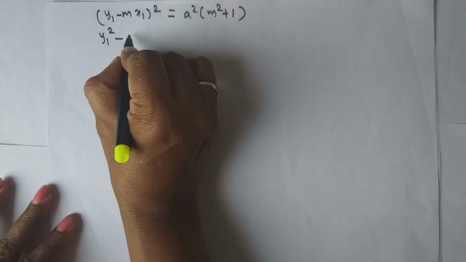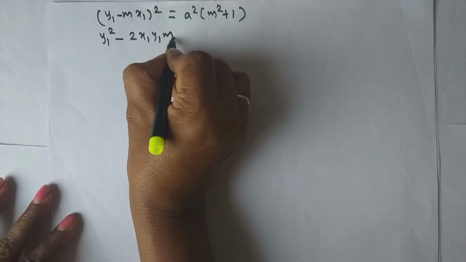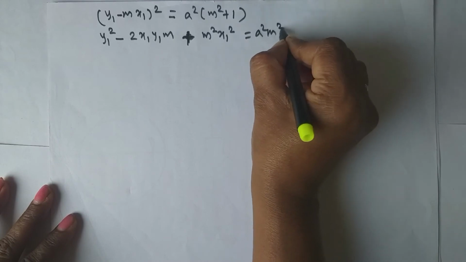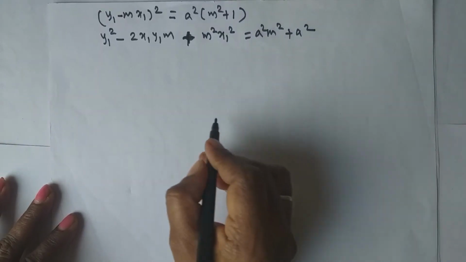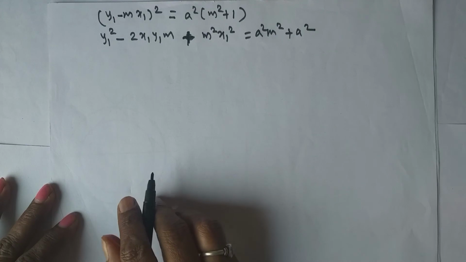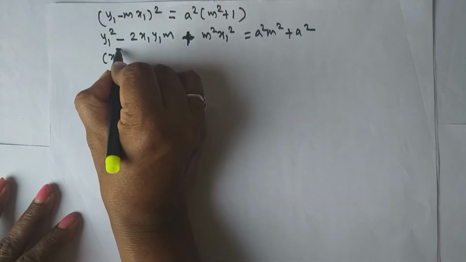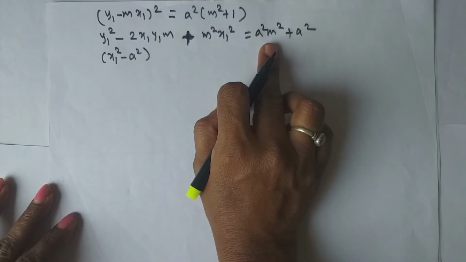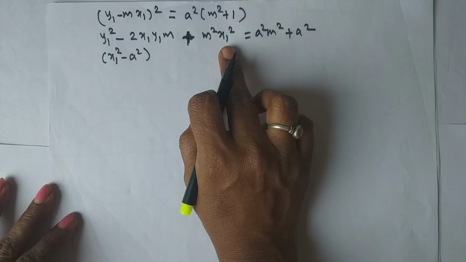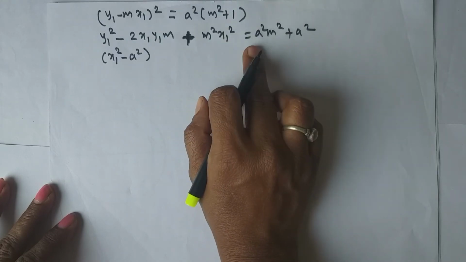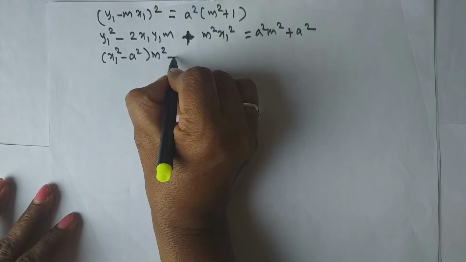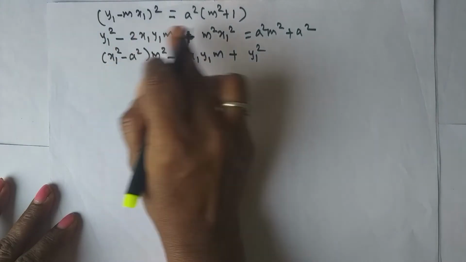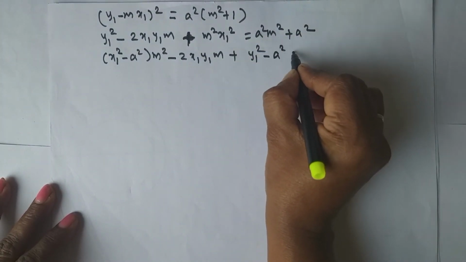This will be y1 square minus 2 x1 y1 m plus m square x1 square is equal to a square m square plus a square. Okay, now I will transfer all the terms to the left hand side. Then I will get here x1 square minus a square. If I transfer this term to the left hand side, then these terms become negative. Take m square common from these two terms, then this will be (x1 square minus a square) times m square. Then write down this term, minus 2 x1 y1 m plus y1 square, and transfer this to the left hand side. This will be a square.